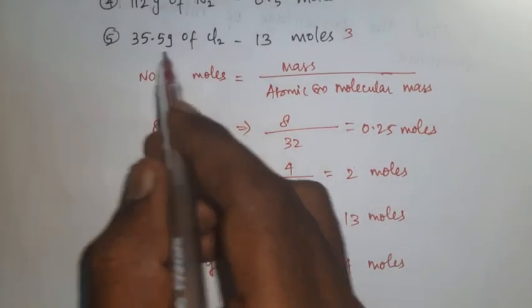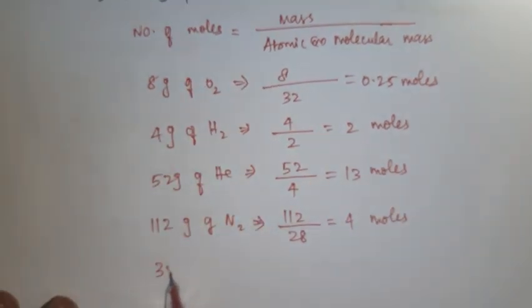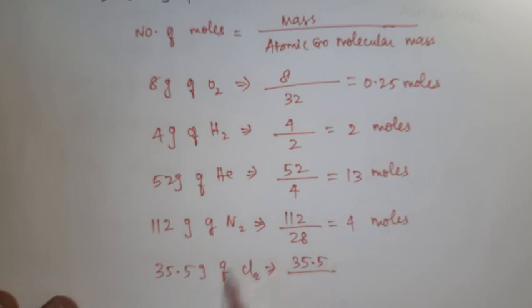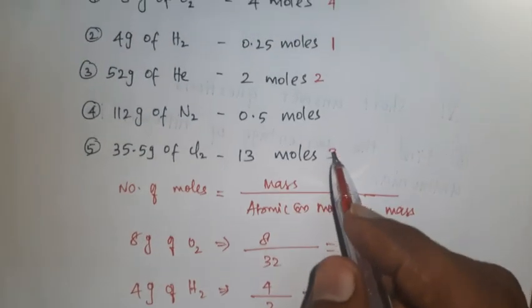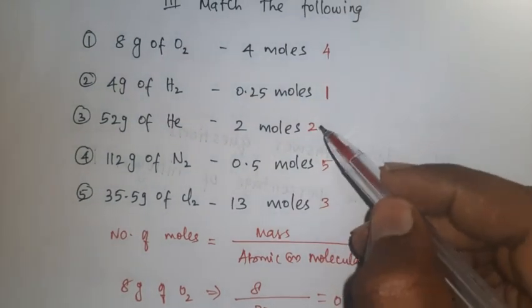Next, 35.5 gram of chlorine molecule. Given mass is 35.5. Molecular mass of chlorine is 71. If we divide, we'll get 0.5 moles. So 0.5 is for the fifth answer. So our answer is 4, 1, 2, 5, 3.